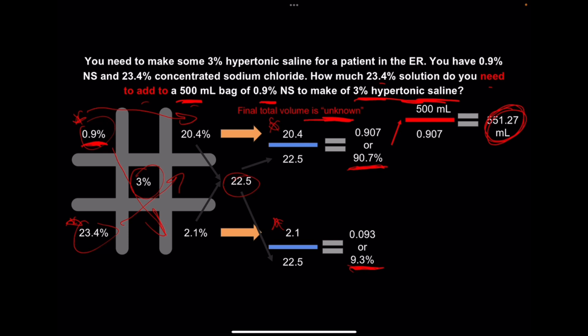Now, of that 551.27 mils, we know that 500 of it is the 0.9%. So all we need to do is take that minus the 500. We know that our volume that needs to be added to the 500 ml bag is 51.27 mils of that 23.4% sodium chloride.